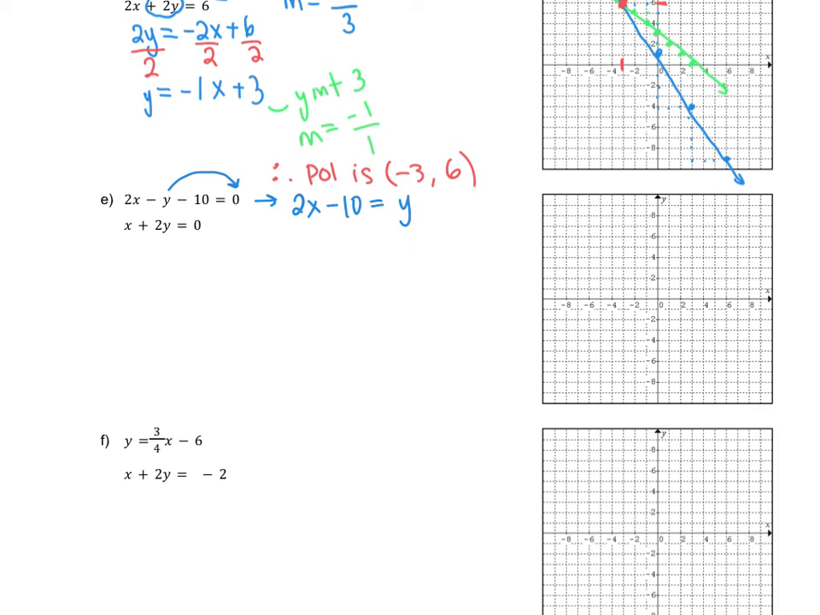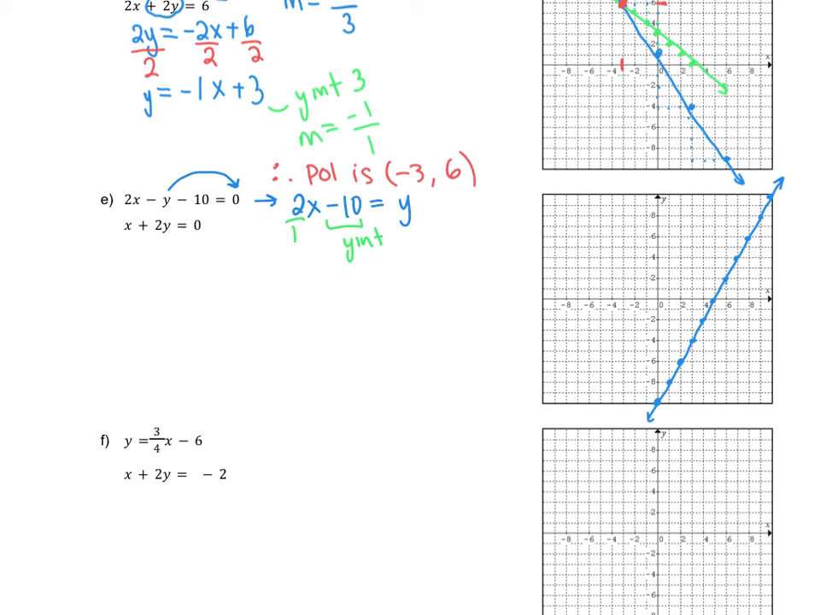So my y-intercept is negative 10, and my slope is 2 over 1. So here's negative 10, and I'm going to go up 2 to the right 1, lots of times, to fill that grid. Now, I know it might seem silly to do it so many times, but it will potentially save you sometimes when you're trying to read off a point of intersection.